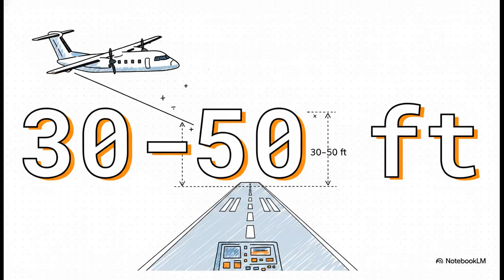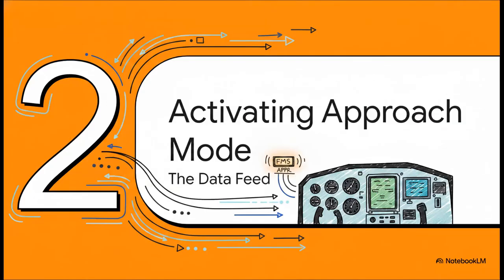Now, as you ride that stabilized descent down, where exactly is the FMS aiming? The navigation database altitudes are strictly designed to provide a threshold crossing height of just 30 to 50 feet directly over the runway's touchdown zone. It's like a highly precise, mathematically calculated thread that the system is pulling you through, literally right down to the pavement. Moving down the sequence, let's jump into Section 2, Activating Approach Mode, the data feed.